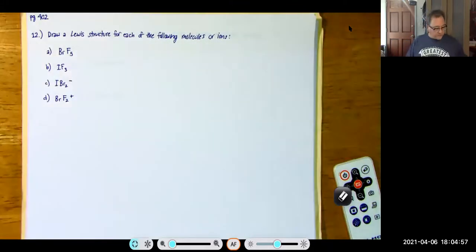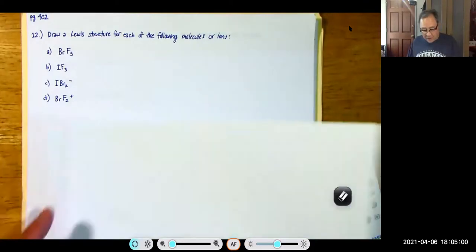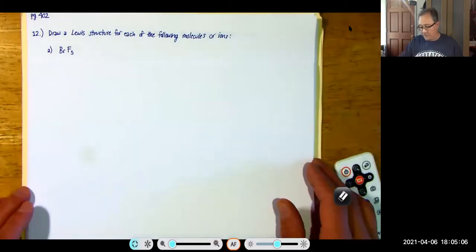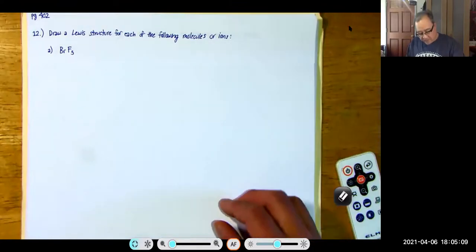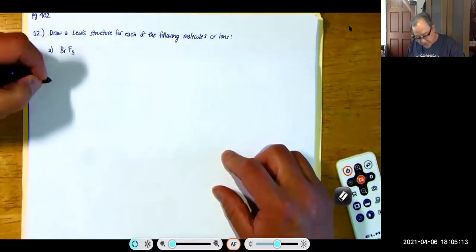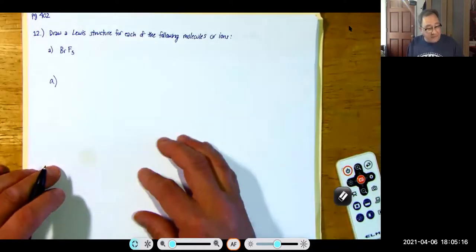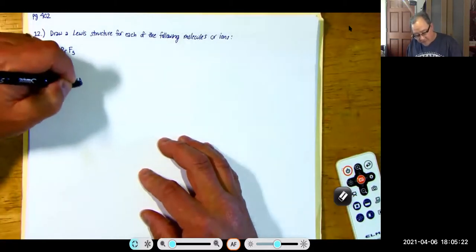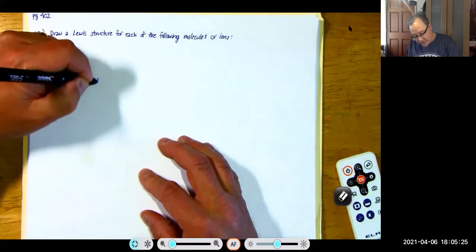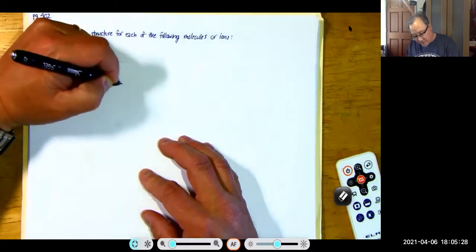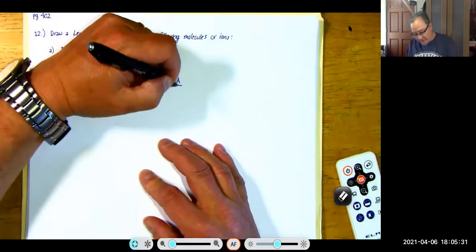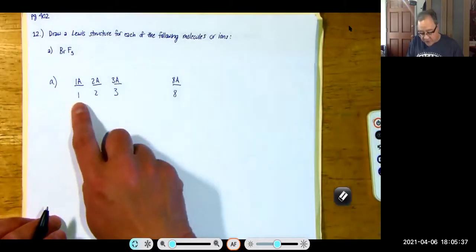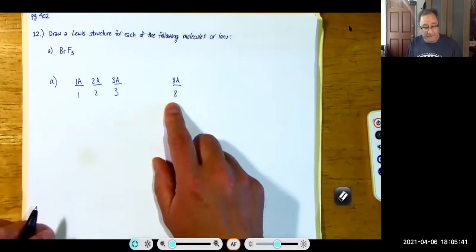So we're going to be drawing some Lewis structures for the following molecules or ions. And what I'm going to do is take you through this step by step so that we know what to do. So for A, to draw the Lewis structure, and for all of these, the first step is to count valence electrons. Now, to count valence electrons, if you're in group 1A, you have 1 valence electron. If you're in 2A, you have 2. If you're in 3A, you have 3, and so forth, all the way to 8A, you have 8 valence electrons. So the number of valence electrons for a particular element is determined by its group number, okay?